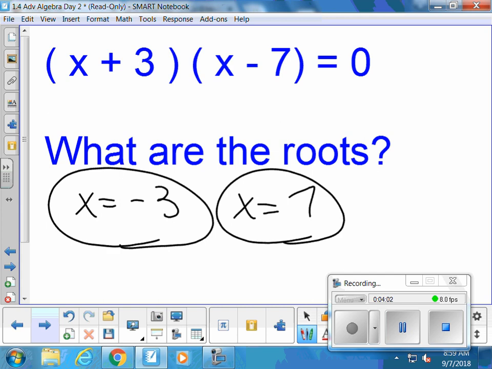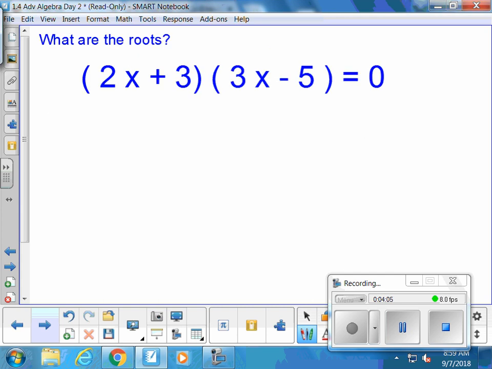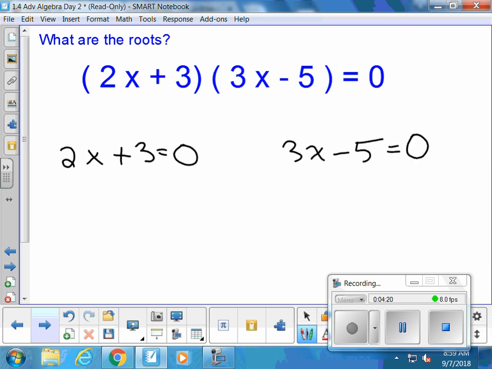All right, getting a little bit harder. What are the solutions to this one? Well, some people can probably find the solutions in their head, but some people probably are more visual with solving. So what I would suggest is take the contents of both binomials and set them equal to 0. And then just solve them both.